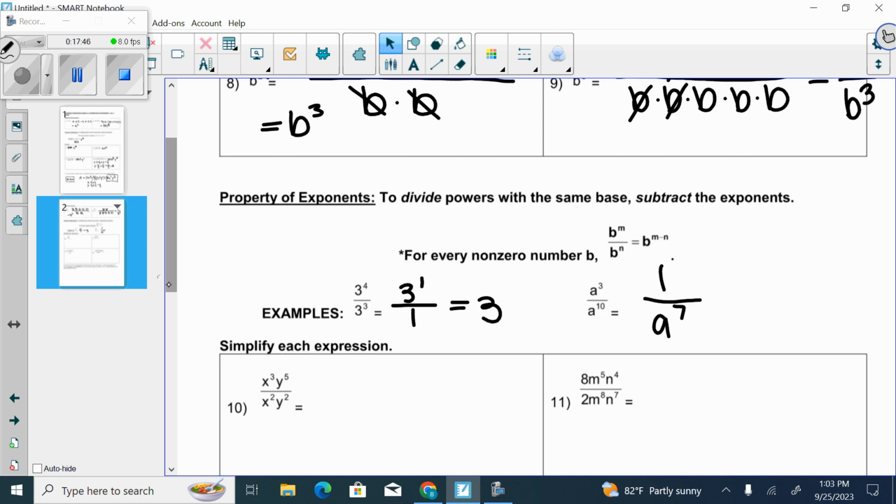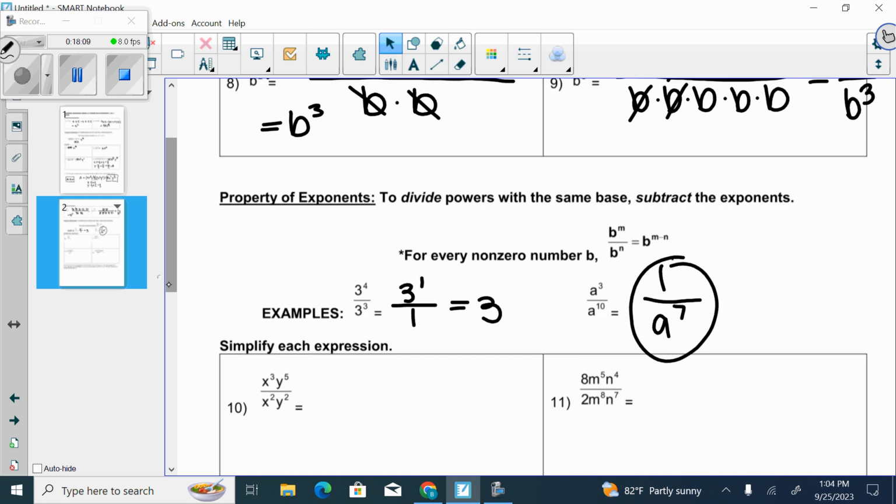So you're always going to subtract them, and just put it wherever there was more. So wouldn't it just be A to the 7th? 1 over A to the 7th is not the same as A to the 7th over 1. This is like 1 divided by 3 is not the same as 3 divided by 1, right? So it would be 1 over A to the 7th. This is the answer. That's all we can do. Okay?